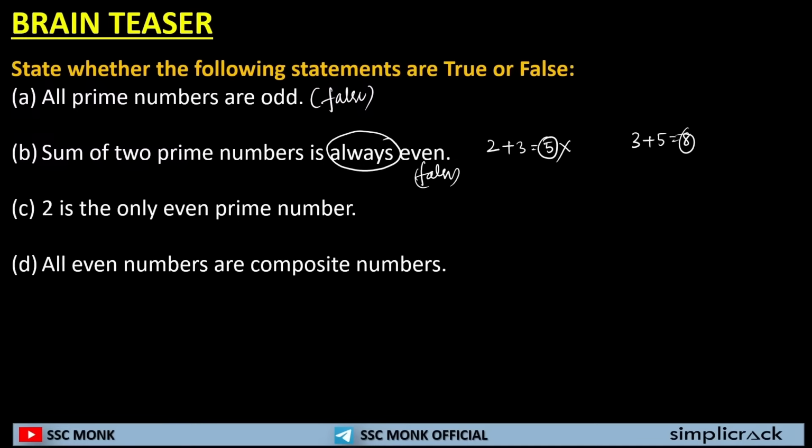2 is the only even prime number. True, because we know it from the math mantra. All even numbers are composite. See, all even numbers are composite numbers. This is false, because 2 is the only even number which is a prime number. So remember these important parts. Remember how one particular word makes the whole definition of the question different. Okay, clear?